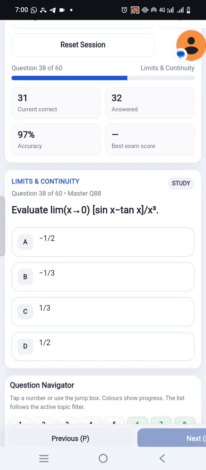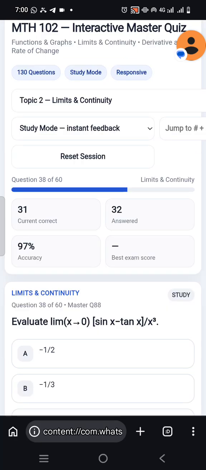So the next question, x sin x minus tan x all over x cubed. So as to find it, the best thing I can do is to use the Maclaurin series of sin x, cos x, and tan x.